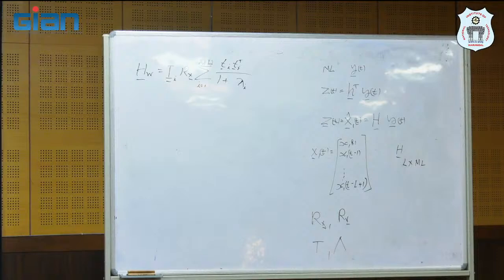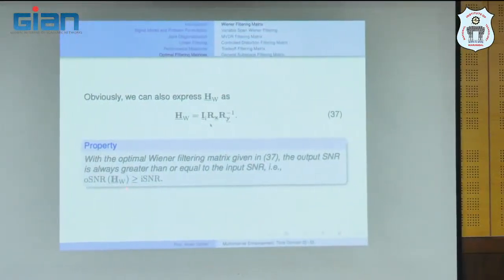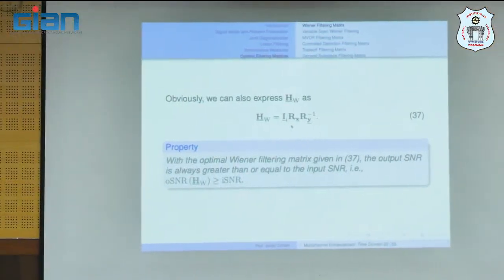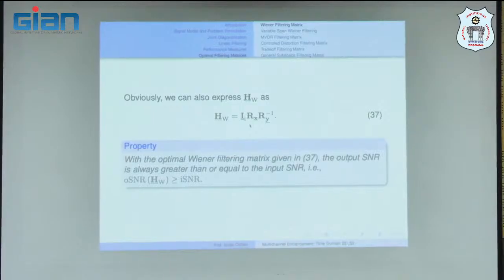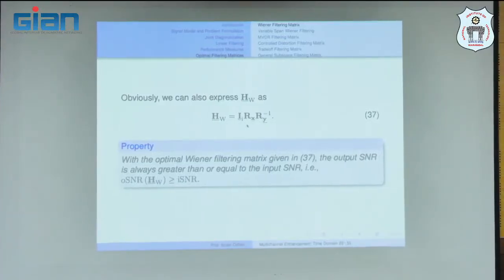And what we have here, of course we can express the Wiener filtering matrix like this, but I will show you why it is useful to write it like that. And then we also see that the Wiener filtering matrix, just like with the single channel, always improves, or at least does not degrade, so you always get some gain in SNR, larger or equal to 0. So the output SNR will be not smaller than the input SNR. The more information that we get, the higher signal-to-noise ratio that we get at the output.